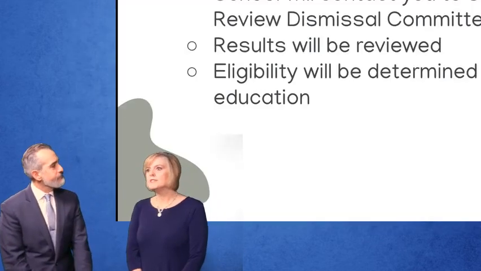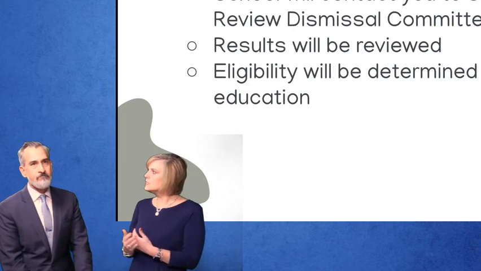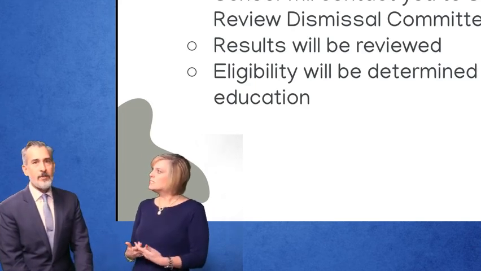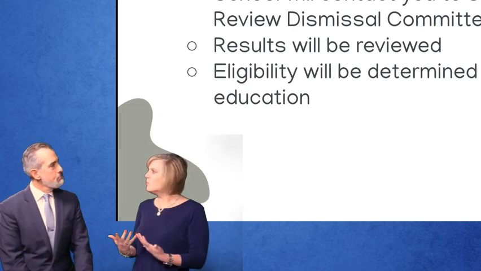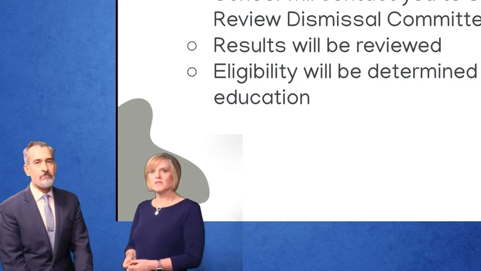Okay. So it sounds like there's a lot of responsibility on the part of the school district, but there's also responsibility on the part of the parent to provide as much information and work as a team member when making those decisions and determining eligibility for a student.